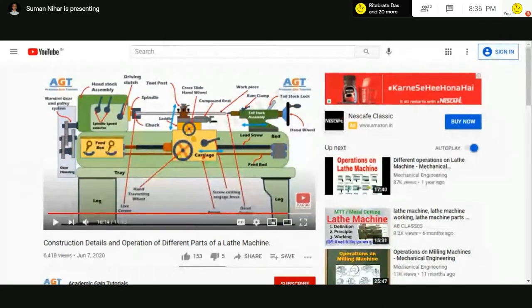Now we will show again. I am showing you again the different types of operation that can be performed in your lathe machine tool.